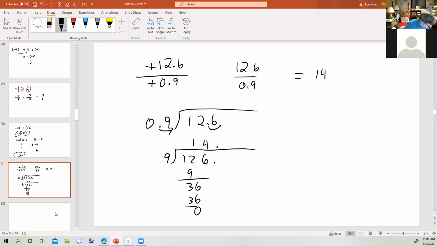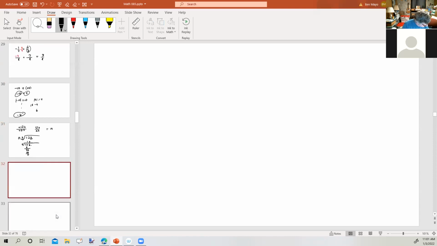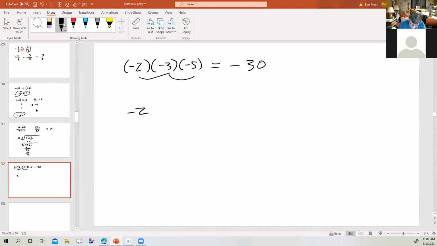Let's see here. How about this? -2 times -3 times -5. I should put those closer together. Let's do that again. -2 times -3 times -5. Multiplying a series of factors together, if there is an odd number of negative factors, the answer is going to be negative. If there's an even number, the answer is going to be positive. There are 3 negative factors, so the answer is going to be negative. Now I can go back and just take 2 times 3 is 6, times 5 is 30. It's going to be -30.